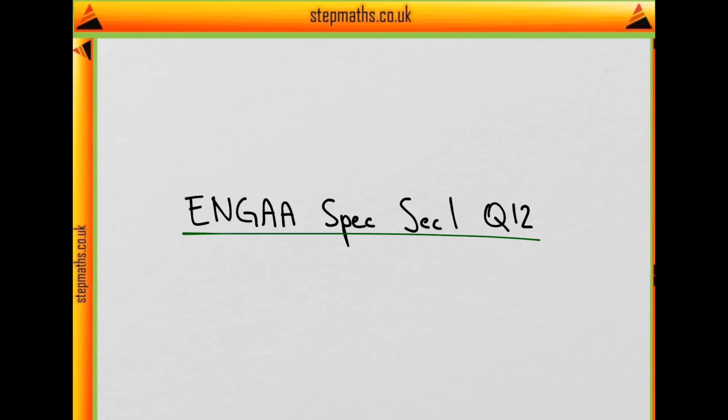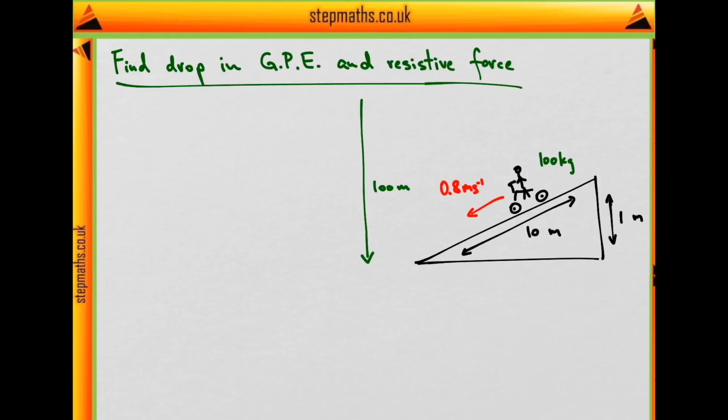In this video, we are going to look at question 12 from the specimen paper. So in this question, we have a cyclist going at a constant speed downhill on a slope which drops down by 1 meter every 10 meters he goes. He weighs 100 kilos, and in total, during his journey, he drops by 100 meters. We are supposed to find the total drop in gravitational potential energy and the resistive force on the cyclist.